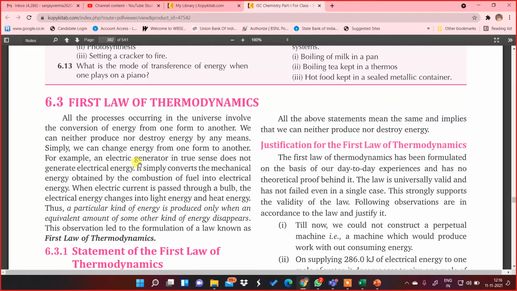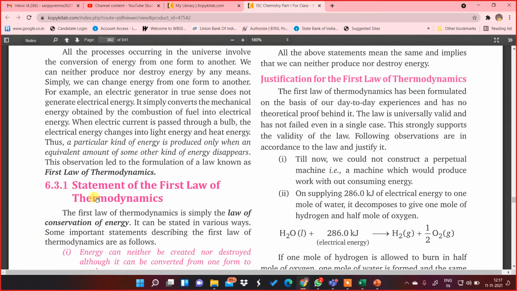For example, an electric generator in the true sense does not generate electrical energy. It simply converts the mechanical energy obtained by the combustion of fuel into electrical energy. When electric current is passed through a bulb, the electrical energy changes into light energy and heat energy. Thus, a particular kind of energy is produced only when an equivalent amount of some other kind of energy disappears. This observation finally led to the formulation of the very first, most important law, which is called the first law of thermodynamics.